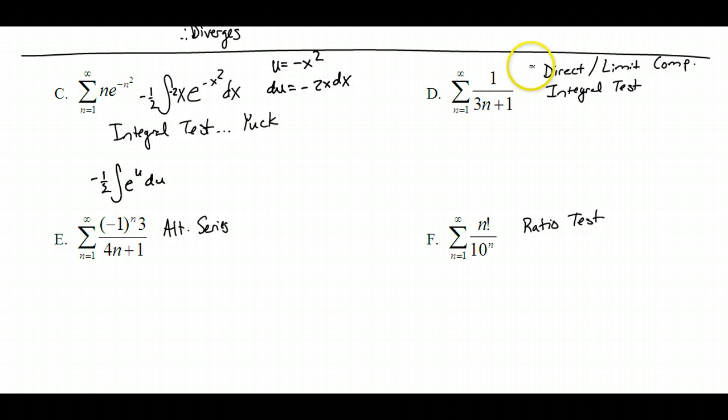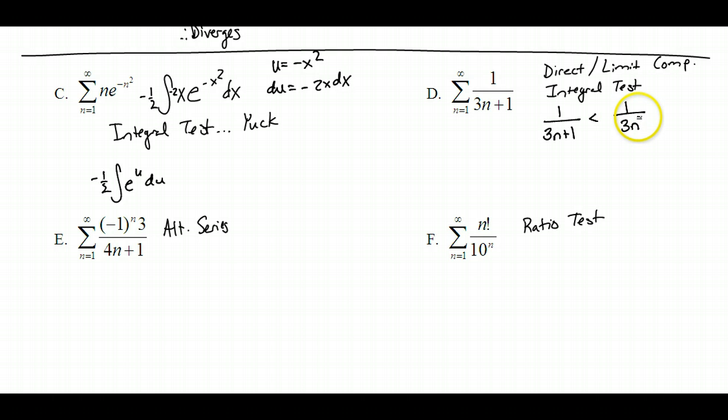For D, looking at this one, you have a lot of options. You could try direct comparison. You can try limit comparison, works for a lot of things. You can use your integral test. If we look at this and just set up our direct comparison, we know 1 divided by 3n plus 1, because you're adding 1, that's going to make that denominator bigger, meaning the fraction will be smaller. That's less than 1 divided by 3n.